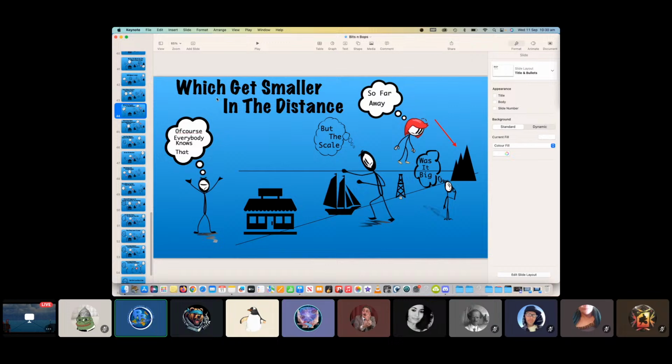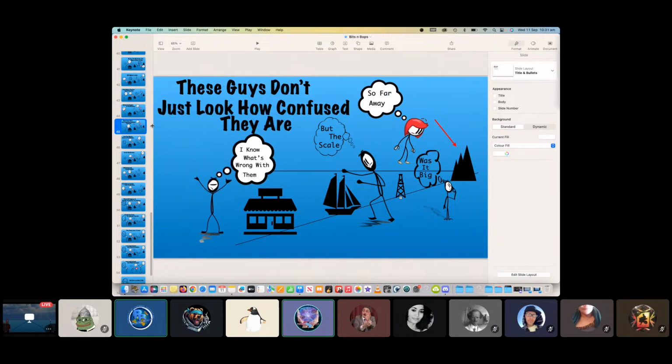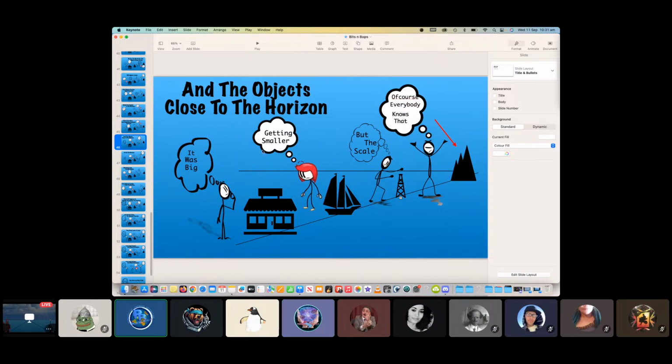Yeah. So where I go here, the object which gets smaller in the distance, and he's like, of course, everybody knows that. And then the next one, it's like, these guys don't know it. These guys have no idea. It was big, but now it's small.